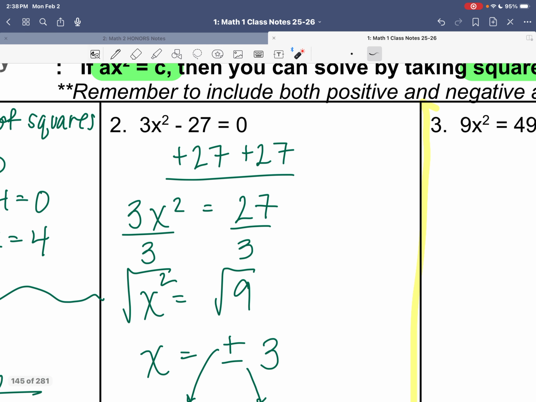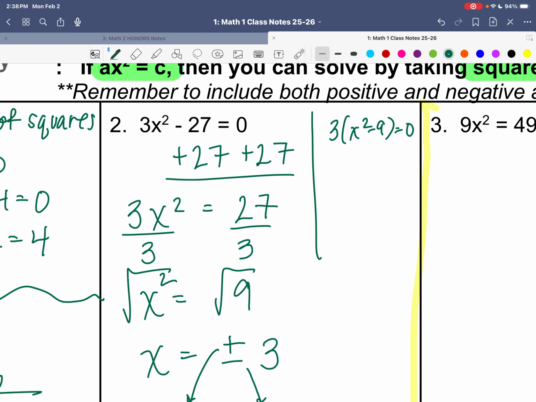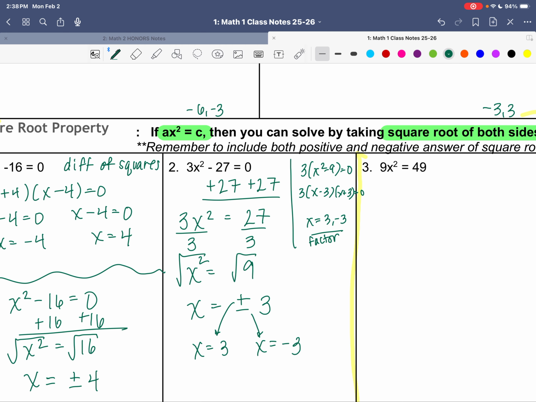Or we could have done GCF. And we'd still get x equals 3 and negative 3. So either way works. Oops, I forgot to set it equal to 0. So you'd still get the same answers even if we did the factor way or if we did the square root way.